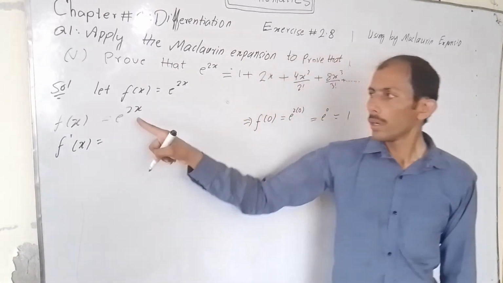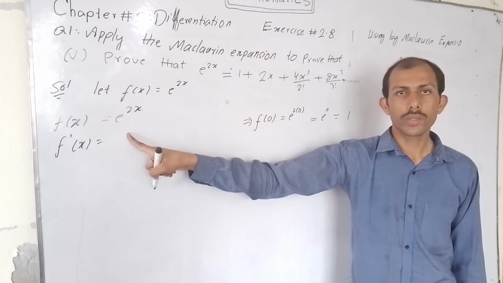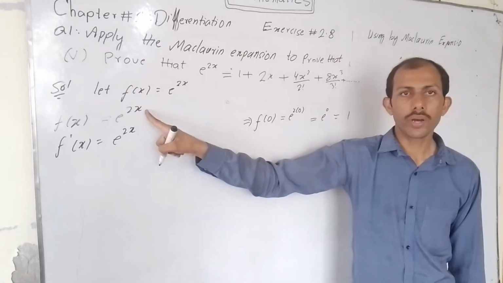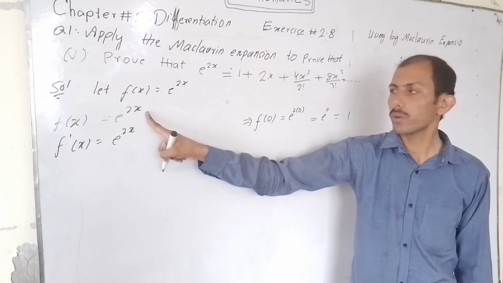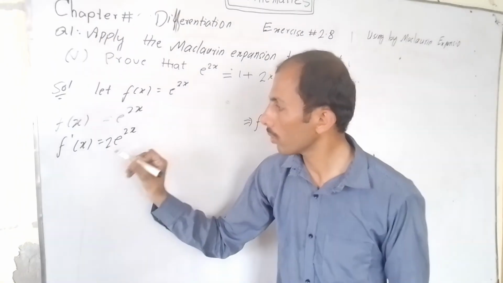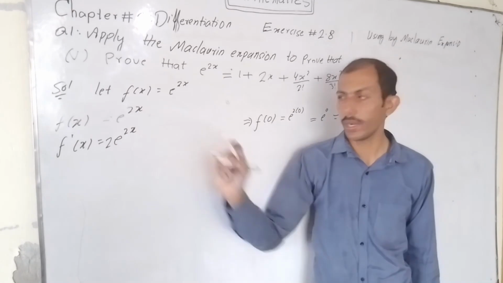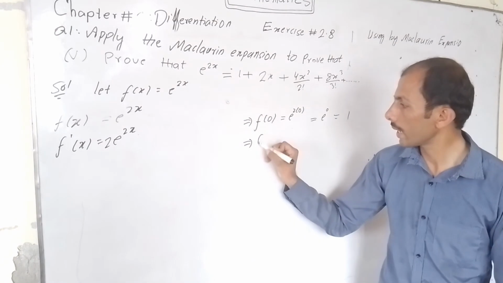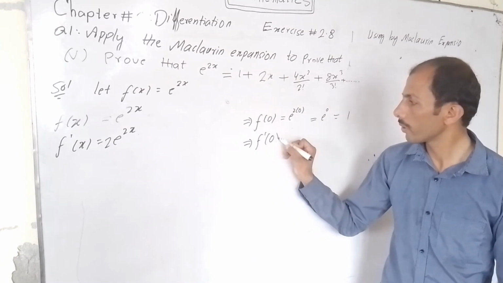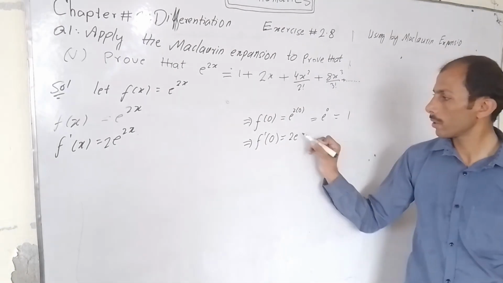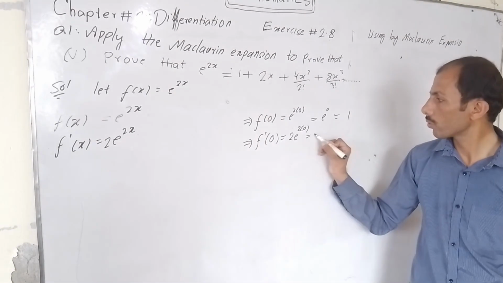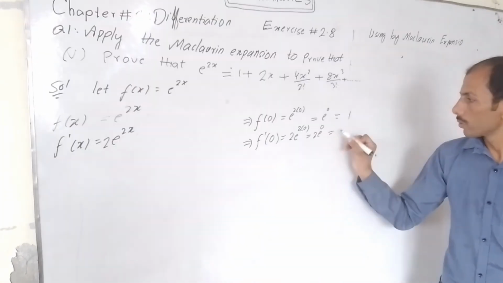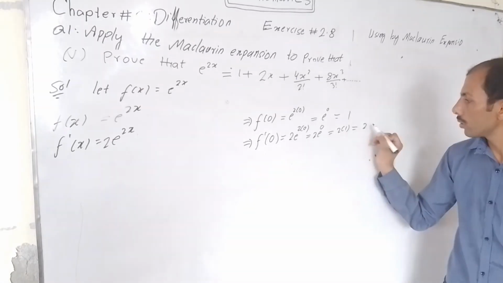First order derivative f prime of x is equal to derivative of e power 2x, which is e power 2x. Again, derivative of 2x with respect to x is equal to 2. So f prime of x is equal to 2 e power 2x. At x approaches 0, f prime of 0 is equal to 2 e power 2 into 0, which is 2 e power 0, that is 2 into 1, equal to 2.